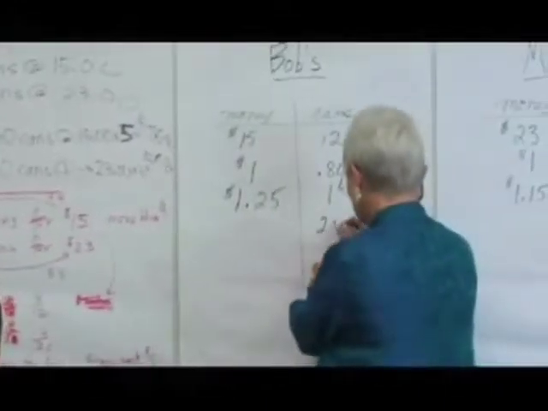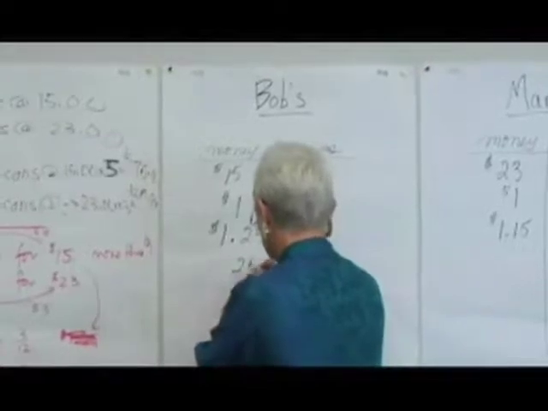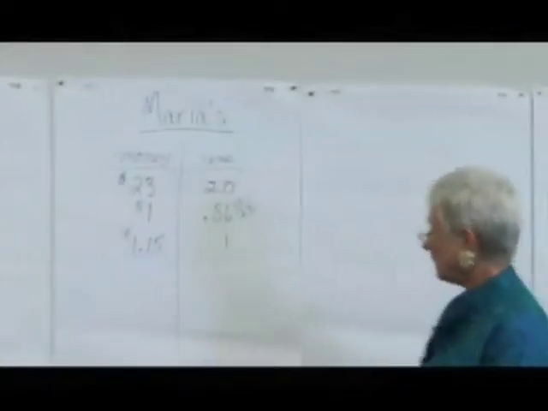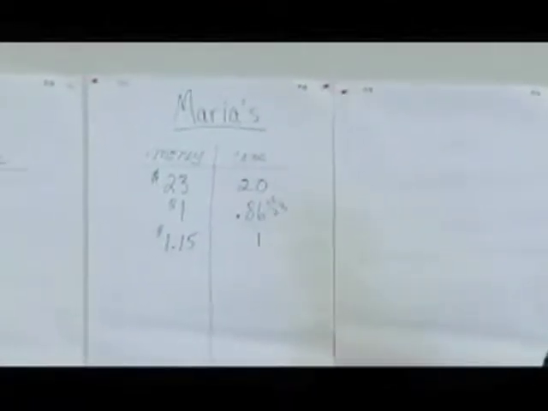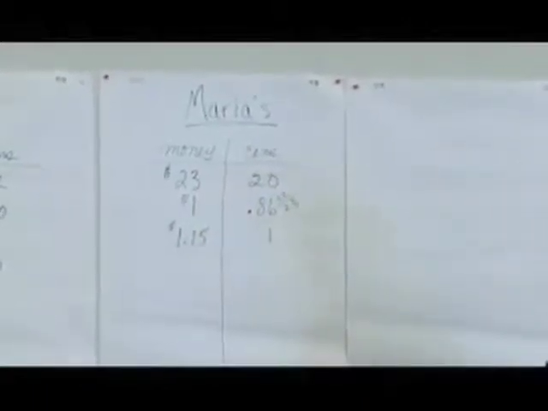You also worked with 20, right? Right. So let's get your data up for 20. So that was at Bob's store. I found that 20 cans cost me $25. And at Maria's? I didn't need to do that because we had the information, 20 cans would have cost me $23. Nice. Okay.